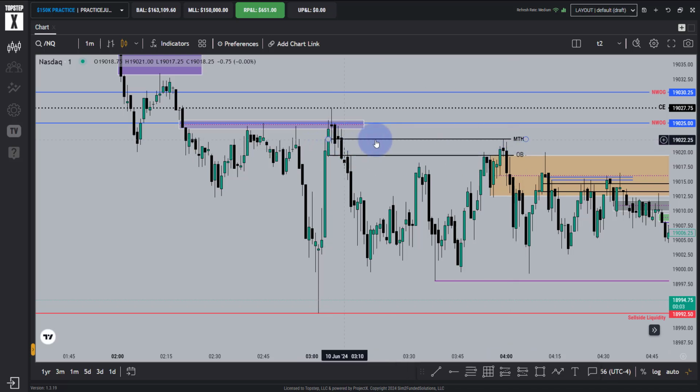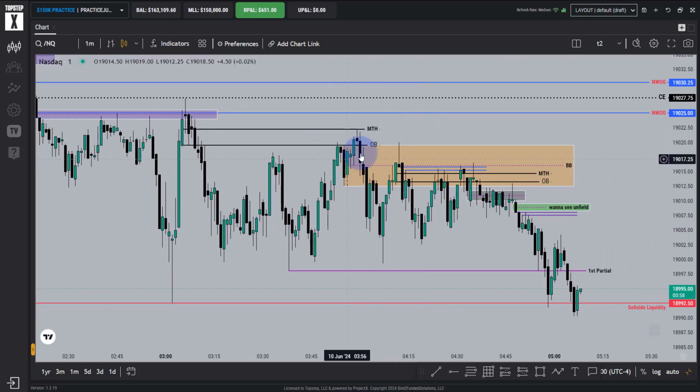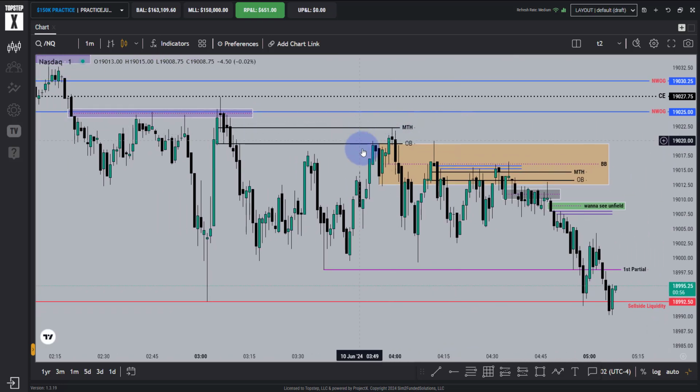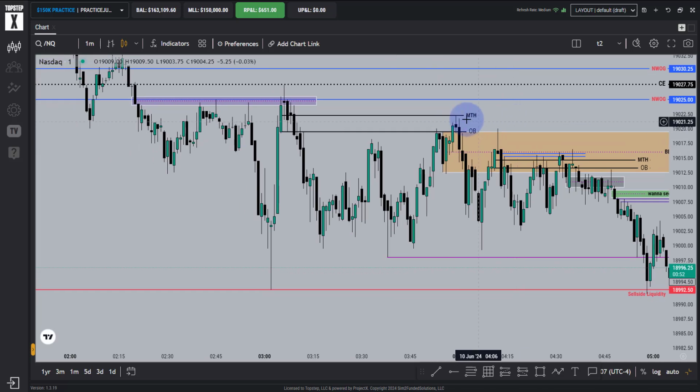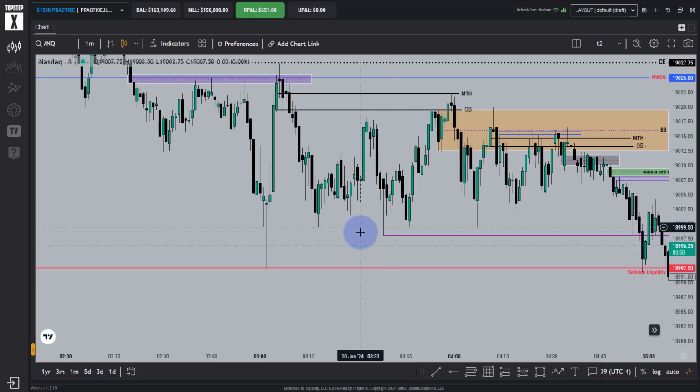This is the mean threshold of that order block. Look at the reaction from that area over here. Okay, so it has been rejected from that order block and the mean threshold. But before this happened, what do you see?